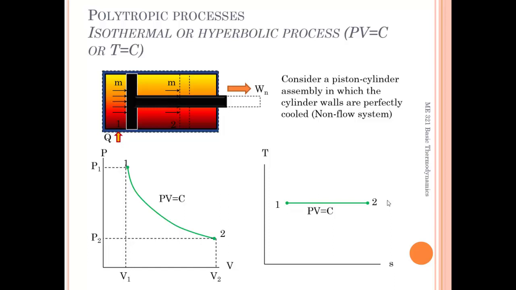We can also visualize the shape of the PV and TS diagrams for a constant temperature heat rejection process. In this case, gas will be compressed inside the cylinder, causing the positions of states 1 and 2 to interchange in both diagrams.